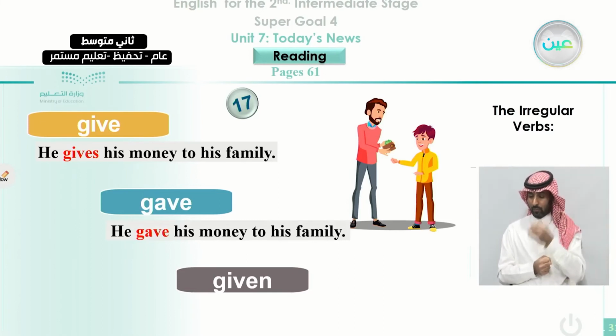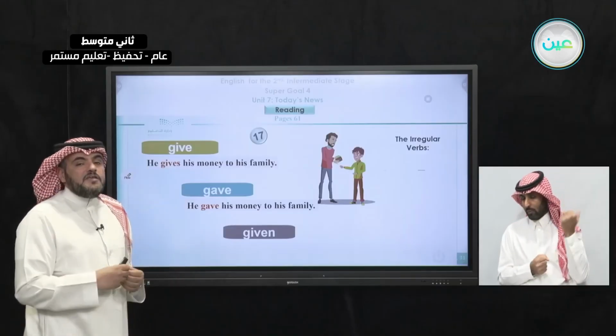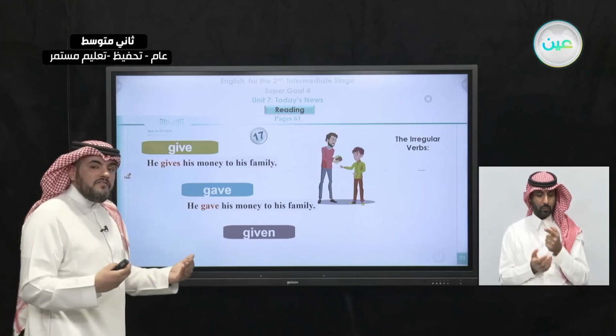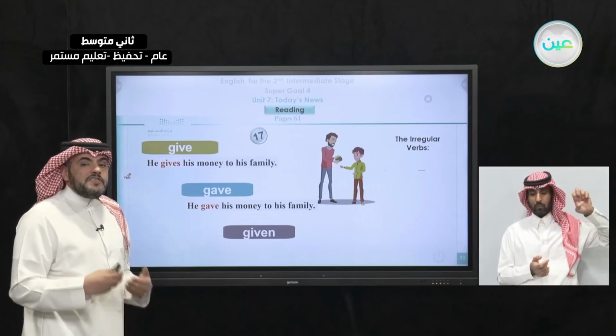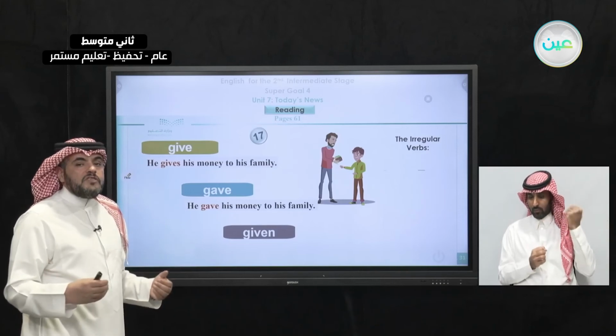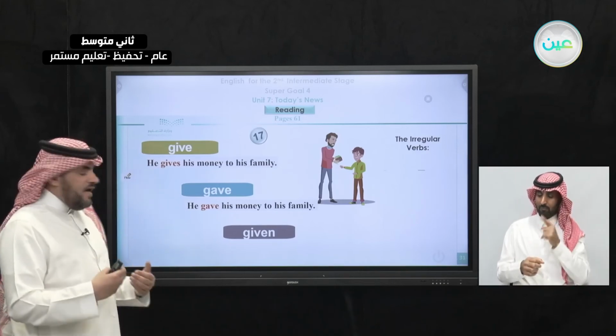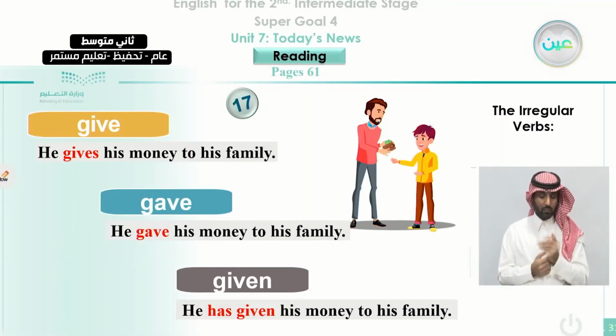In the past, we just change the form of the verb into gave. So we say here, he gave his money to his family. Here we talk about an event that happened in the past. But when we use the verb given here, we use it in the present perfect, when we don't care about time, we care more about the action. So we can say here, he has given his money to his family. Time is not important in this sentence. What is important is the action, the giving of money. So we say here he has given money to his family.